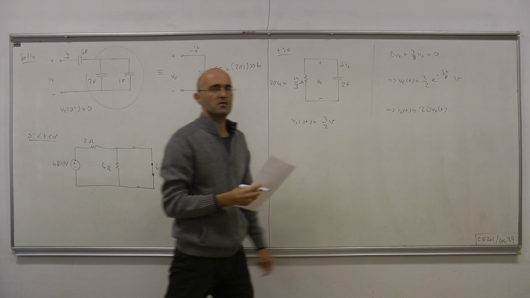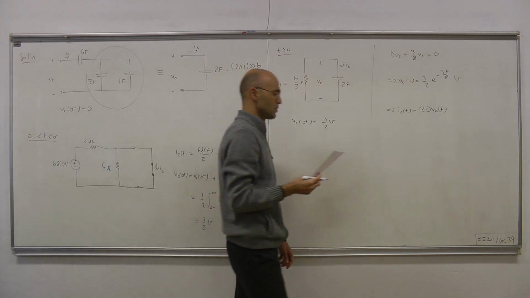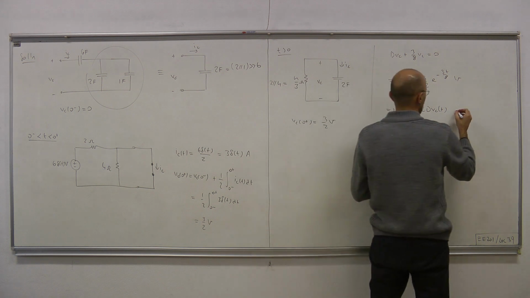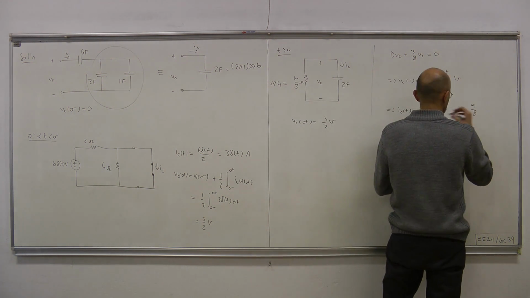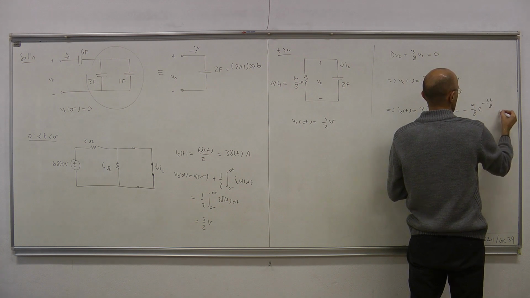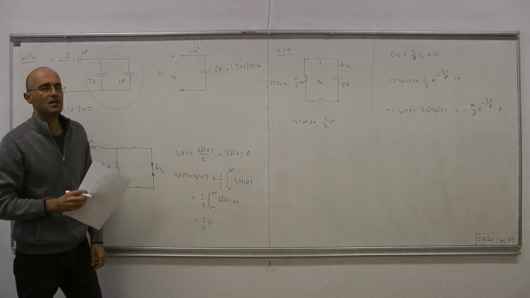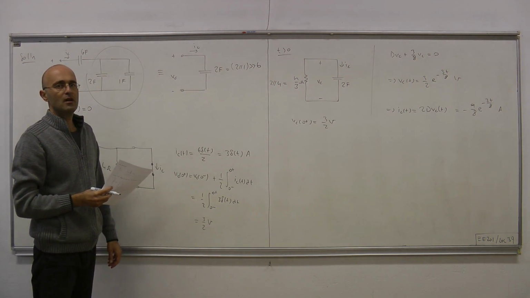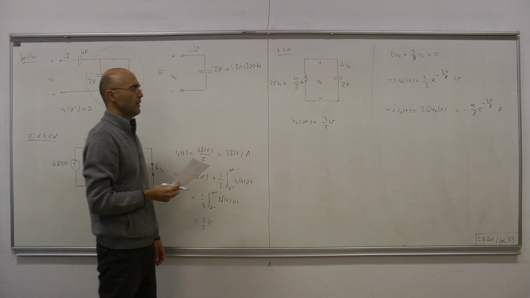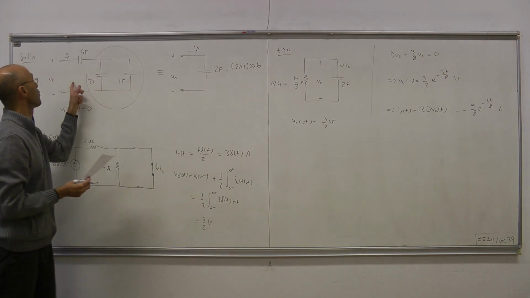And then Ict is C dVct. Capacitance is 2 times the rate of change of the capacitor voltage, which is minus 9 over 8 e to the minus 3t over 8 amps. Now we're very close to the final answer. Now all we have to do is return to the original configuration.